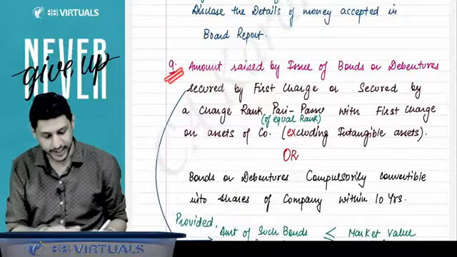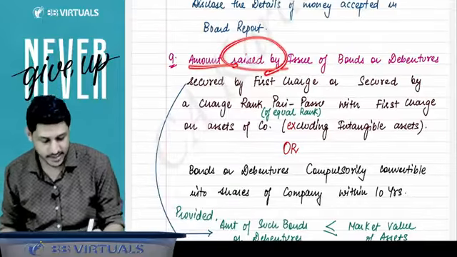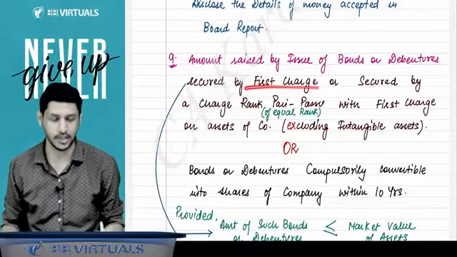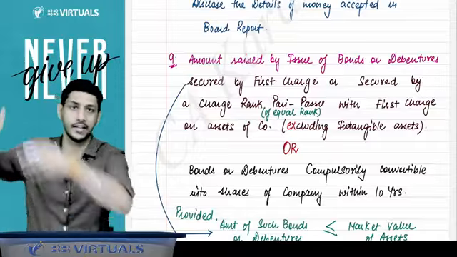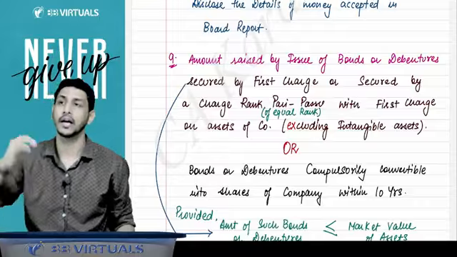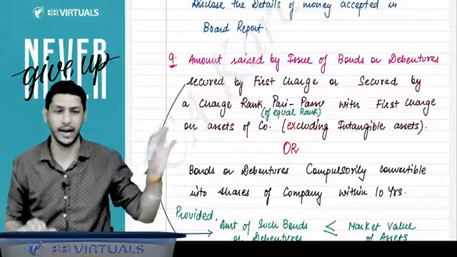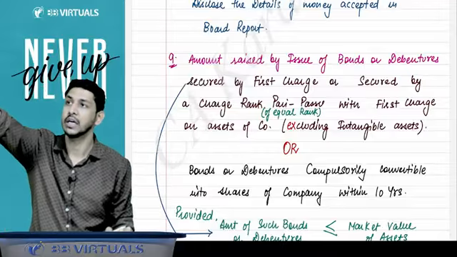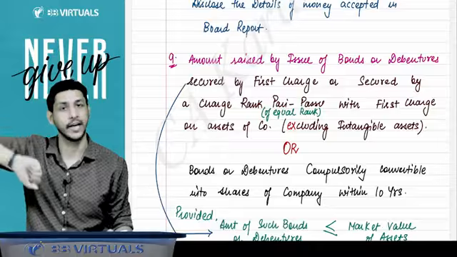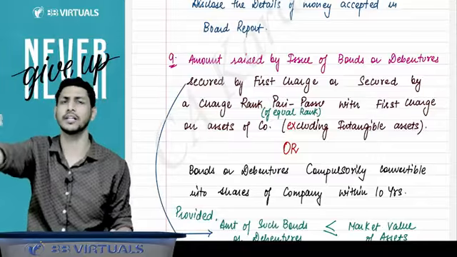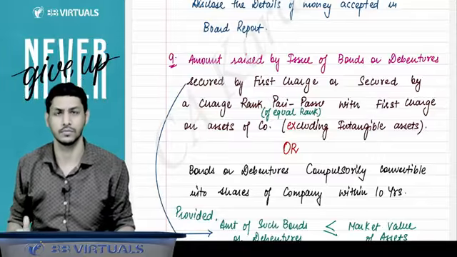Then come to the next point, that is, if the company has raised the amount by the issue of bond or debenture and that is secured by first charge. What is first charge? First charge means, like, there is a building of a company. Let's say the value of the building is 1000 crore. Company has taken a loan from one person. I am not explaining this point, I am explaining first charge. Company has taken a loan from, let's say, SBI, and company has created a charge in favor of SBI for that 1000 crore property, but the loan was only for rupees 50 crore.